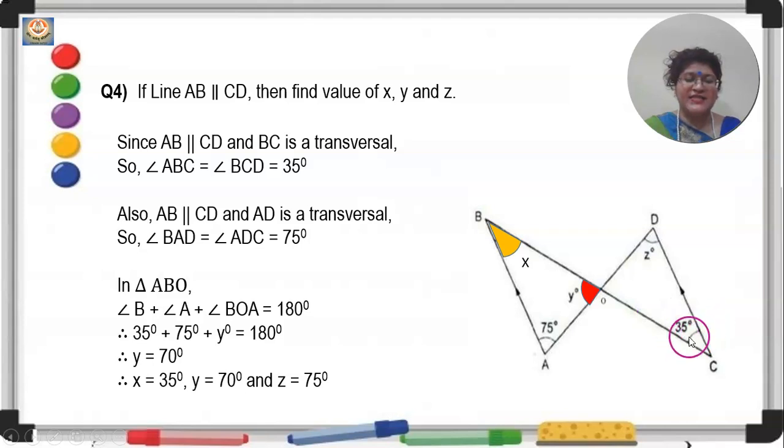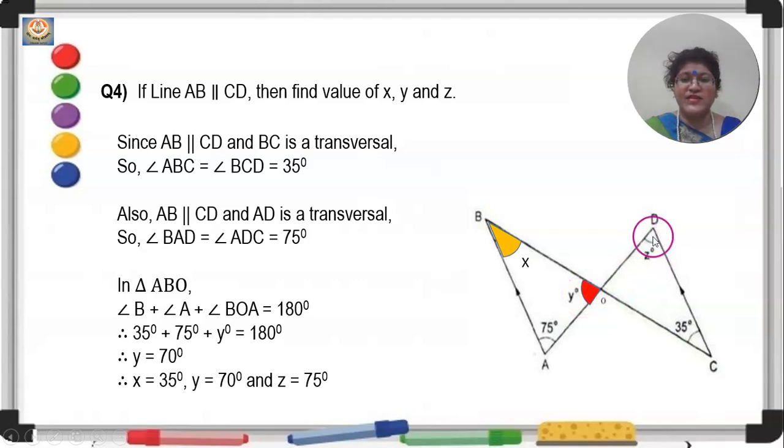And if this angle C is 35 degree, this angle in yellow, which is written as X, will also be equal to 35 degree. So you have to give the reason. I have not mentioned the reason out here. You write here alternate angles. So X is 35, angle A is 75. By angle sum property, you can find out the value of Y. Okay, so 35 plus 75 plus Y is 180. So Y will be equal to 70. So we have got the value of Y.